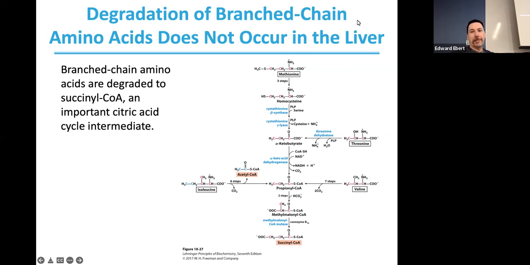Okay, good. But anyway, these branched-chain amino acids require the specific branched-chain dehydrogenase complex to be fully metabolized, and defects in an enzyme lead to maple syrup urine disease.